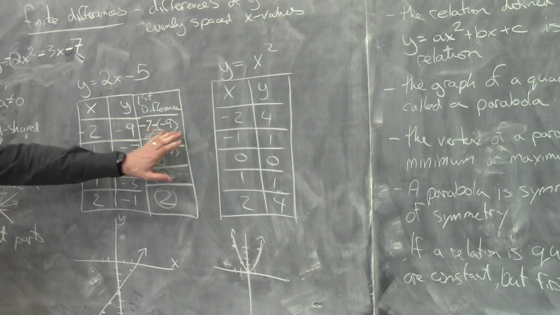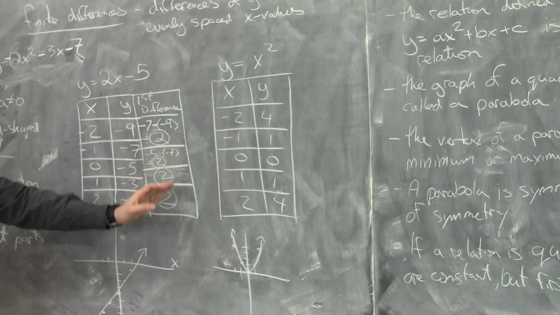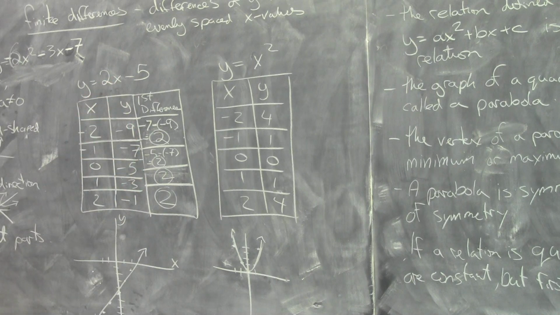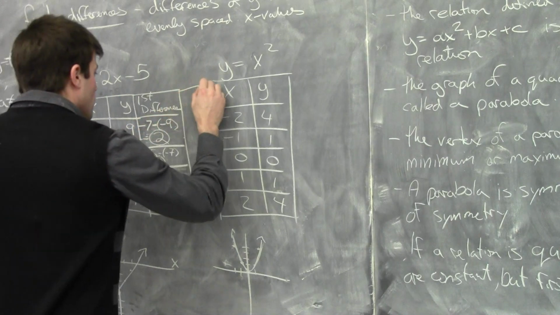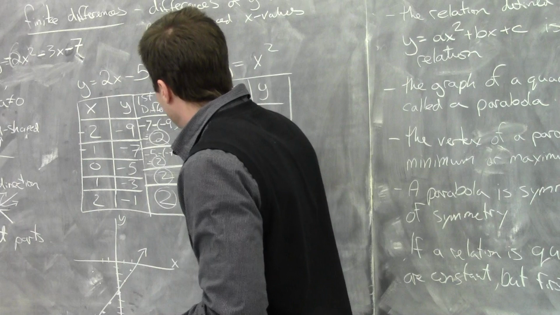If your first differences are the same, your graph is linear. Even though we haven't graphed it, we know that it's going to be a straight line based on these first differences. So algebraically, it's a way of telling you this is a straight line. Any questions there?